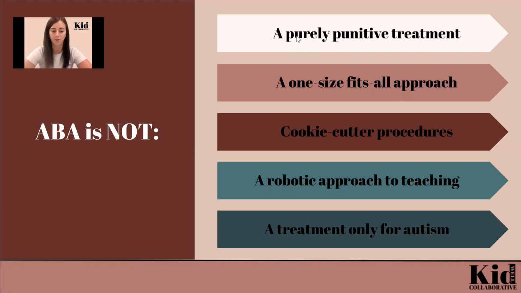ABA is not meant to be a robotic approach to learning and teaching. It can certainly become that way if the right experts and people are not overseeing the programming. It's essential that the person overseeing the programming has adequate education and experience in learning and language development, so these types of errors are avoided. Also, ABA is not just a treatment for individuals with autism. There are many branches of ABA that work on behavior change with different individuals in many different environments.